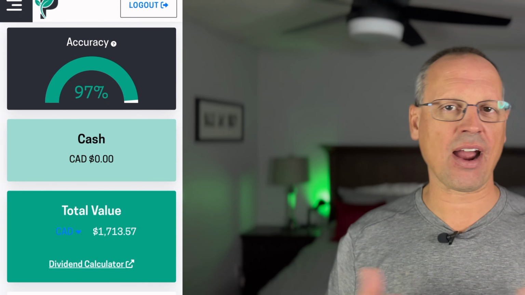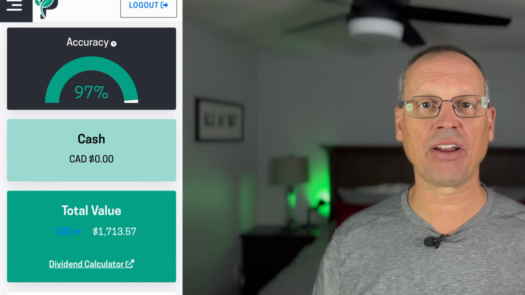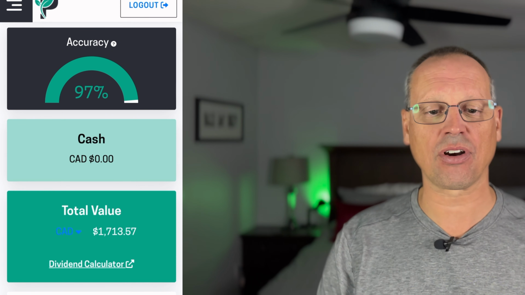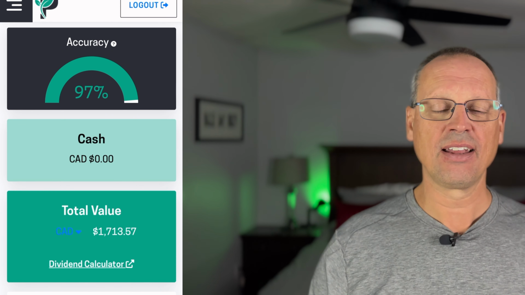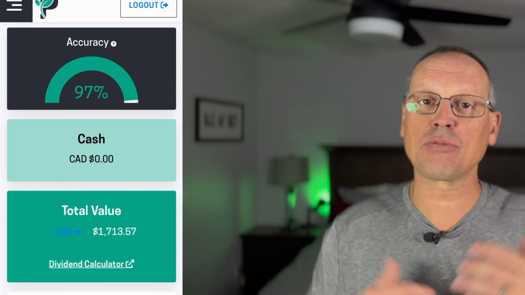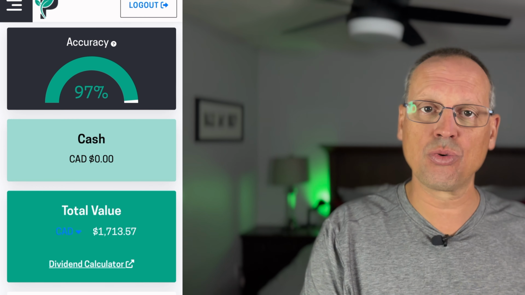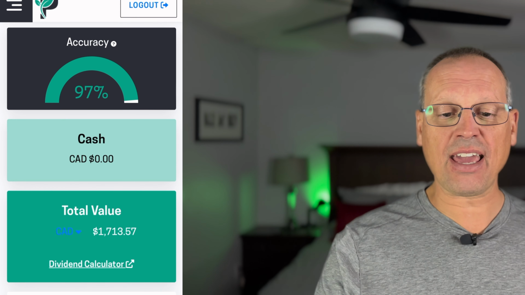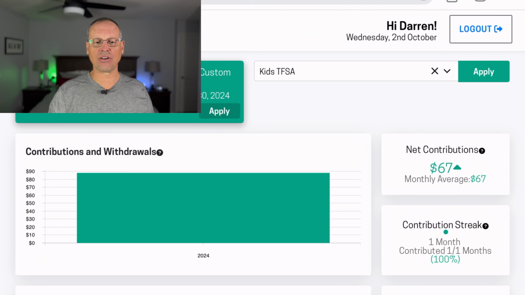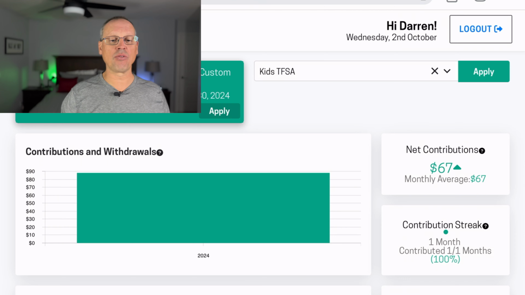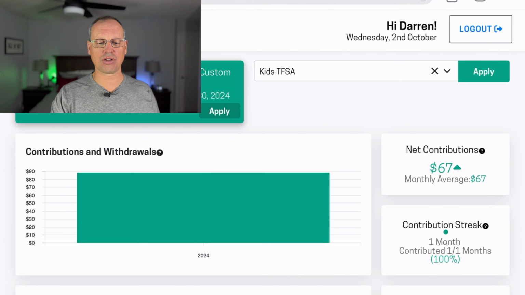So again, we have our asset allocation set up. This one's very accurate. I had it set up right from the start, so it's 97%. Now, we're not making huge contributions to this because it is my kids. I'm using it as a tool to teach them. So we don't have any cash sitting in there as of today, and the total account is sitting at $1,713.